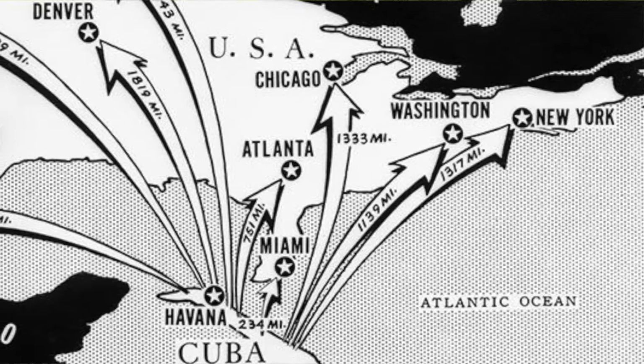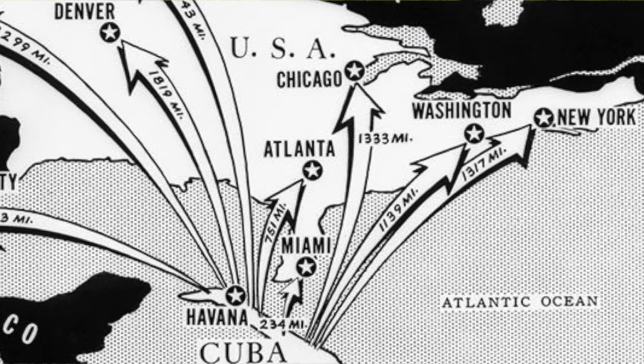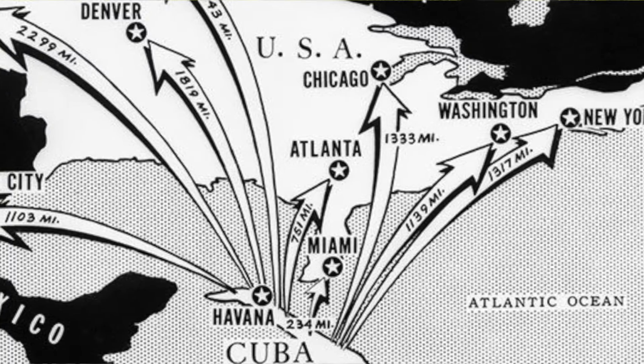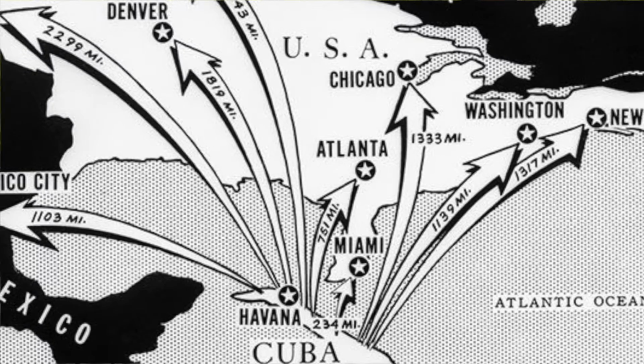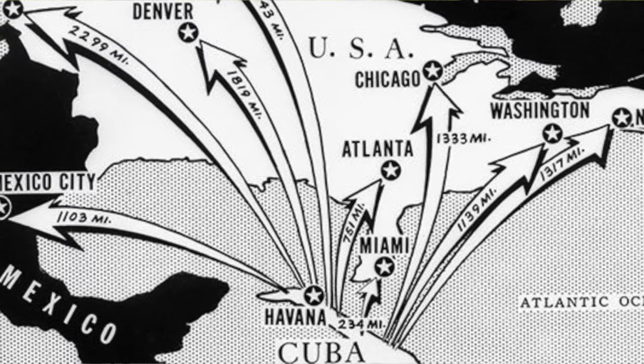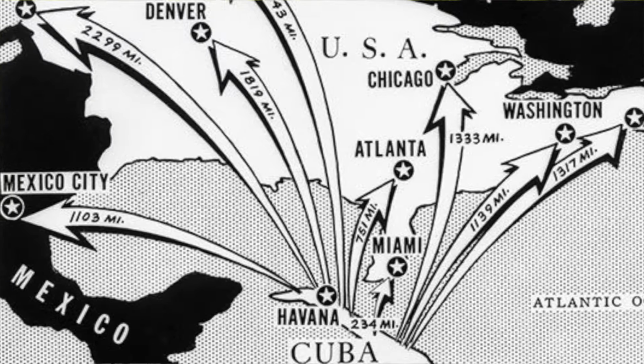He assumed wrong. Look at this map and the problem becomes clear. Missiles launched from Cuba could hit cities on the east coast of the United States within minutes, and no U.S. city was completely out of range. Obviously, this was considered a threat to the United States.